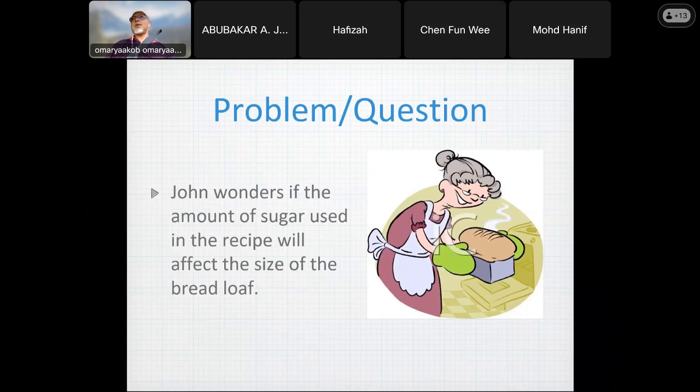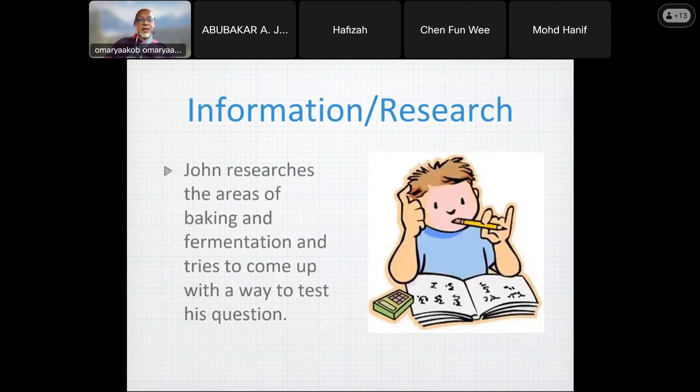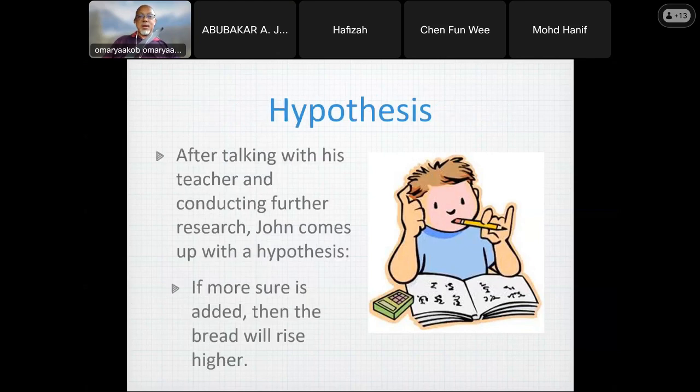So research is always about curiosity, wanting to know whether the amount of sugar used in the recipe will affect the size of the bread. John researches the area of baking and fermentation, and tries to come up with a way to test his question. So that is the question, the unknown that he is looking for. So he has the research problem. The research problem is that nobody has done research or a study about the effect of the amount of sugar on the bread size. So he looks into that, and he comes to a certain hypothesis.